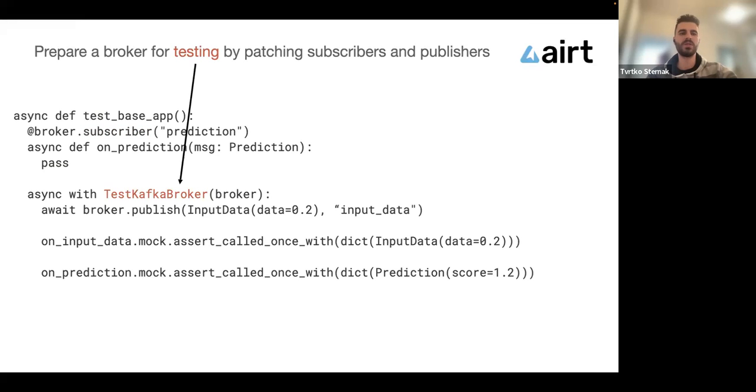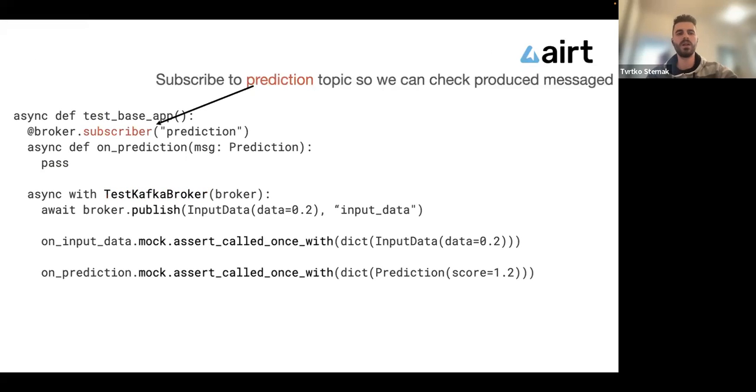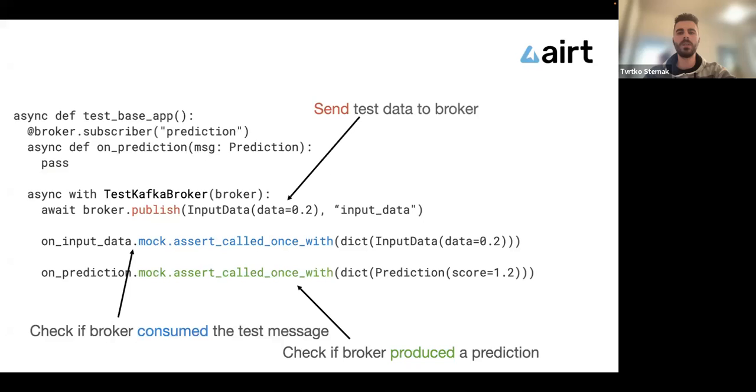So how is it done? First, you prepare your broker for testing by wrapping it in a test Kafka broker. Then you create a subscription for the prediction topic, since we know our application will produce something to the prediction topic. First we send some input data to our broker, and then we check if it has consumed it, so on input data. And the logic of our broker needs to produce some prediction from the input data, so we can check and assert that our on prediction function was called with the correct prediction.